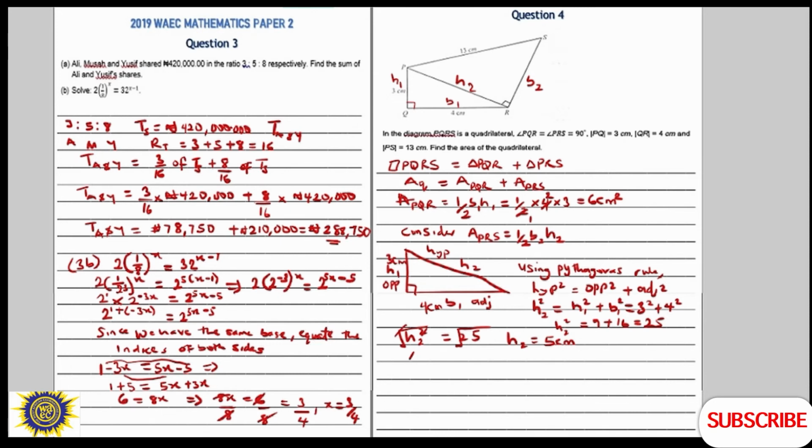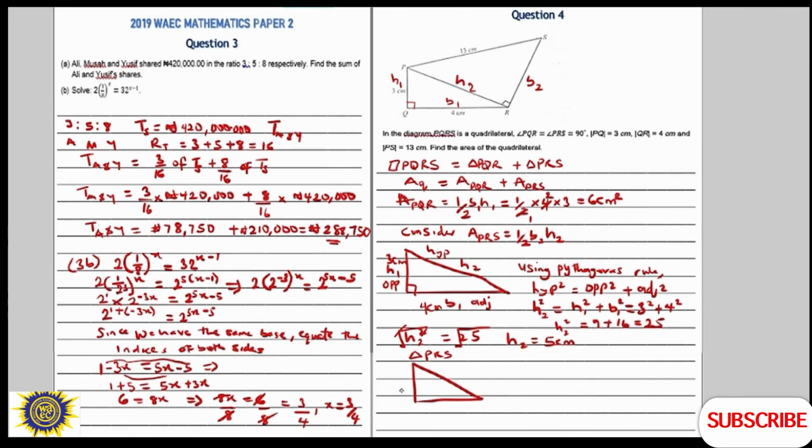PRS. Now because we have gotten this one, we have to consider the triangle PRS to get our B2 as well. So we have our H2 to be 5 centimeter here. We have our hypotenuse here is 13 centimeter. Then we have the right angle here. And the B2 that we are looking for is here. So also the same thing is applicable here. We have hypotenuse, we have adjacent, we have opposite.